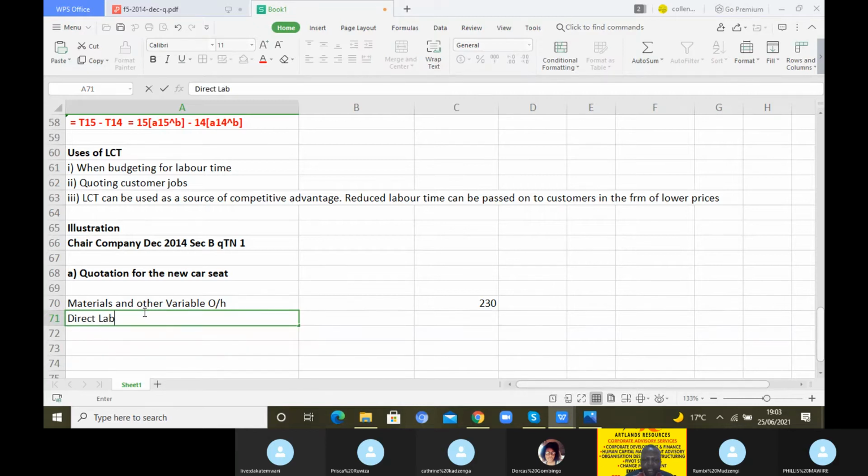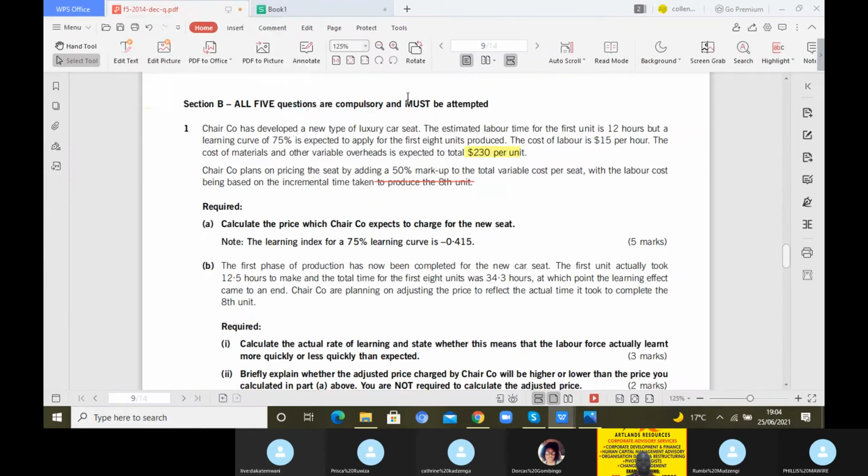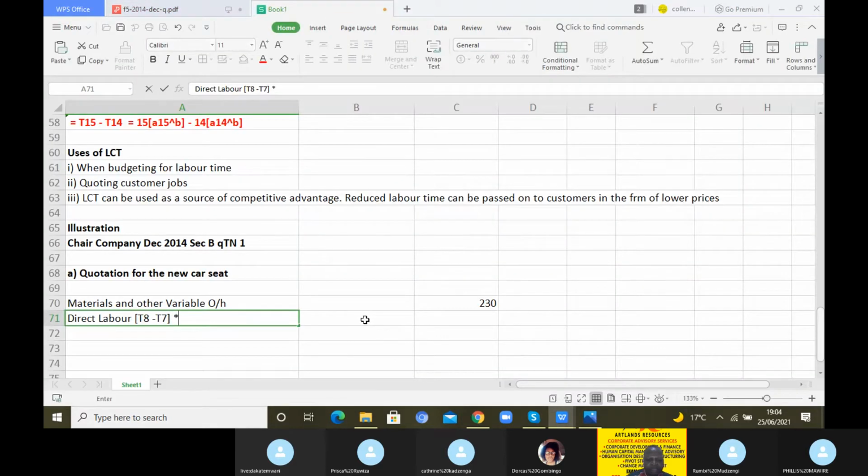Direct labor. You are being told that labor is to be charged on the time taken to produce the 8th unit. So how do we calculate the time for the 8th unit? You say T8 minus T7. If you say T8 minus T7, you get labor time, you don't get labor cost. For you to get labor cost, you then multiply by $15 per hour. This is how you can get labor cost.